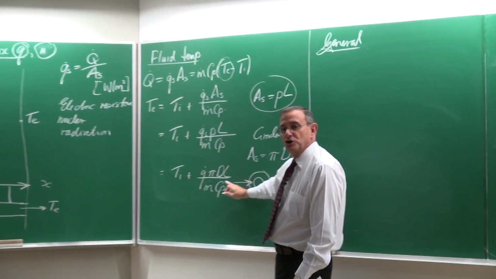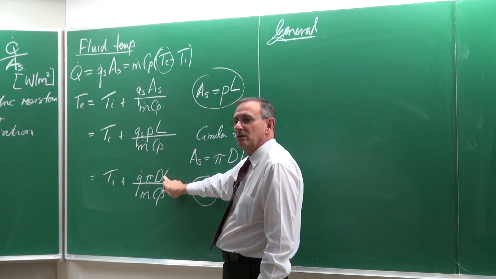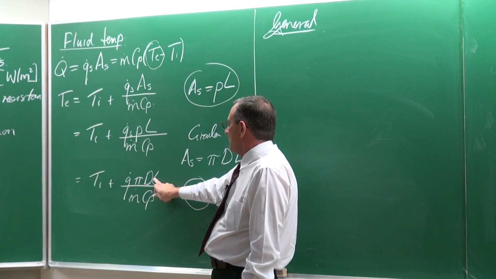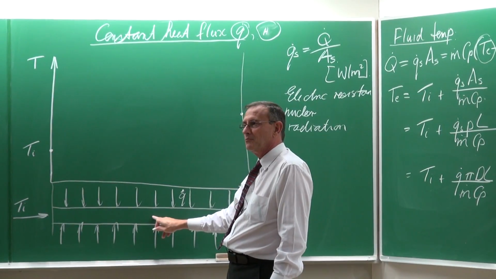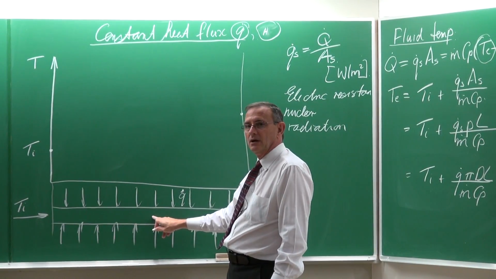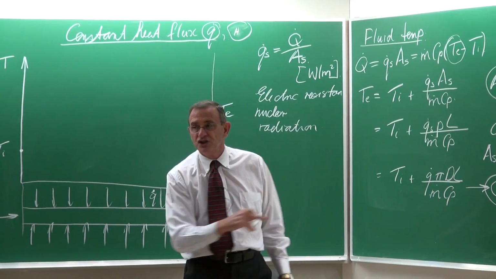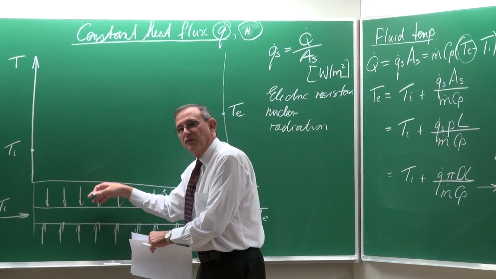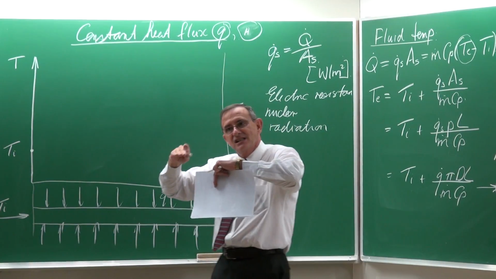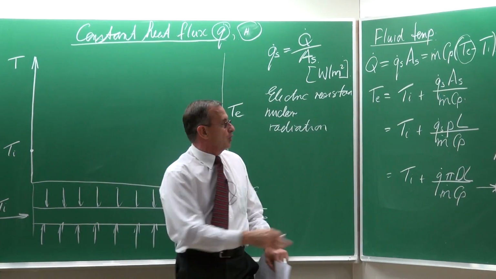Now if we take a good look at the equation, this is L. If we want to know what the temperature is going to be halfway through here, then we can also use this equation, because the constant heat flux means the temperature increases constantly according to this.